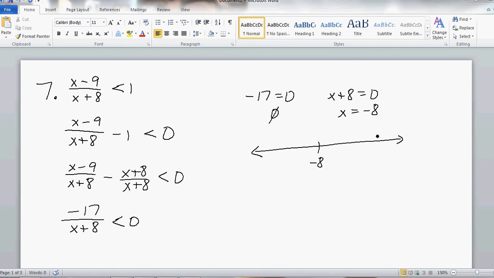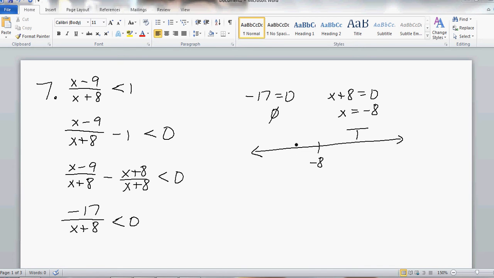I'm going to try 0 because 0 is pretty easy and I know that it's up here. So I'm going to go back to the original and look at true or false. If I plug in 0, negative 9 over 8 is negative 9/8. Is negative 9/8 less than 1? That is true.